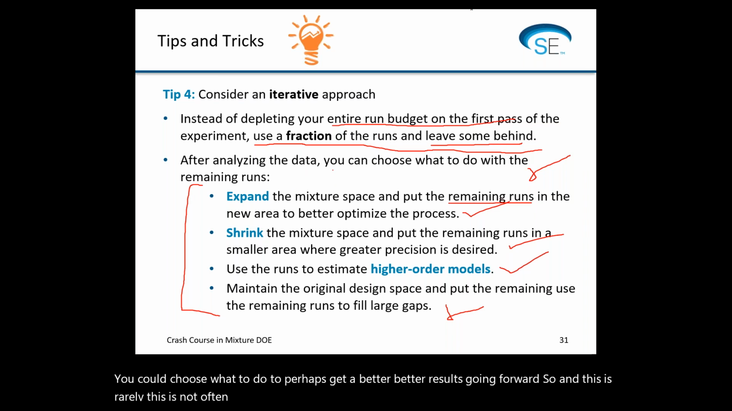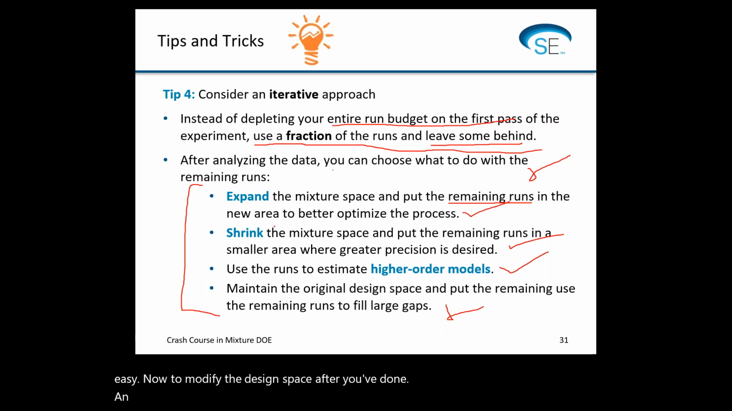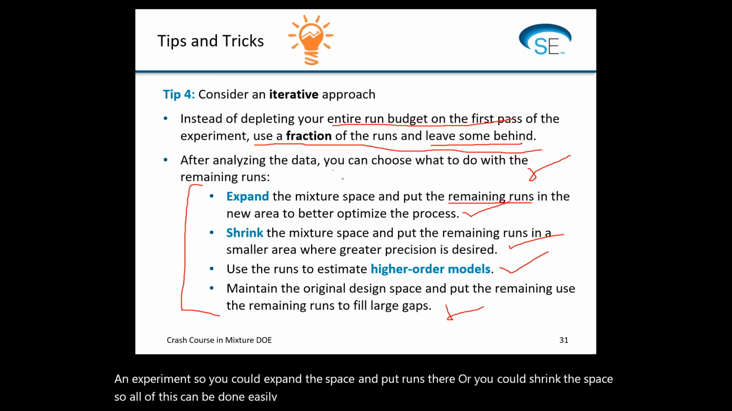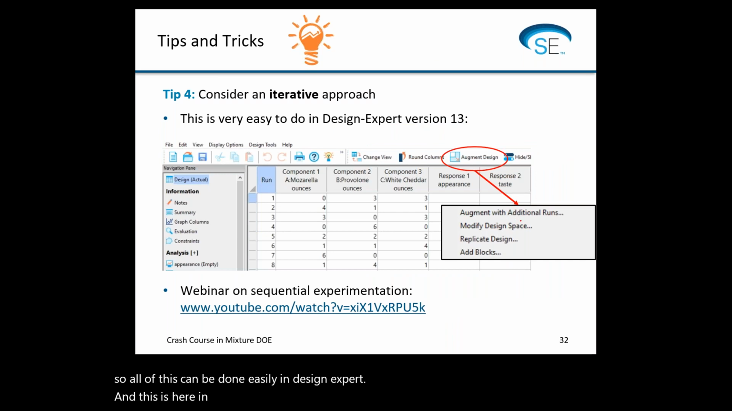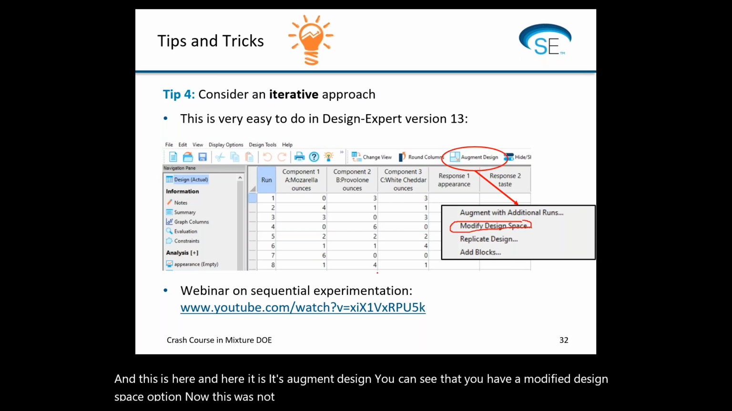In our new version of Design Expert 13, it's very easy now to modify the design space after you've done an experiment. So you could expand the space and put runs there, or you could shrink the space. All of this can be done easily in Design Expert. And here it is, it's Augment Design. You can see that you have a modify design space option now. This was not available in Design Expert 12.